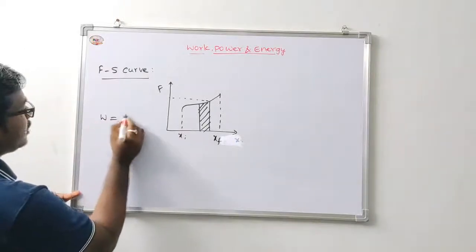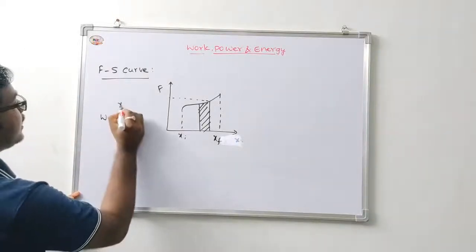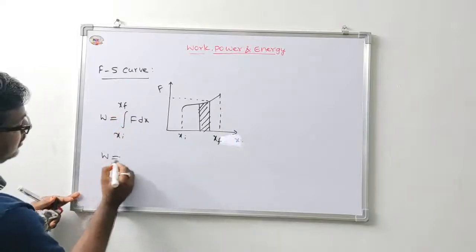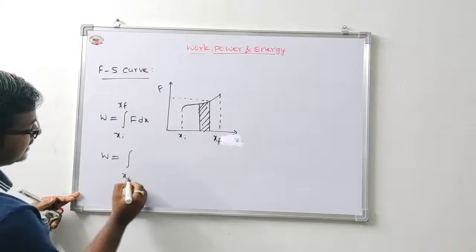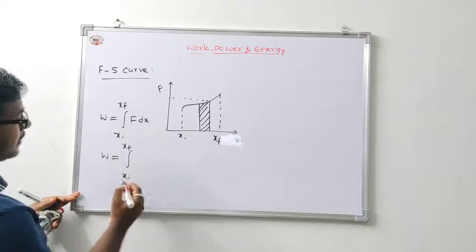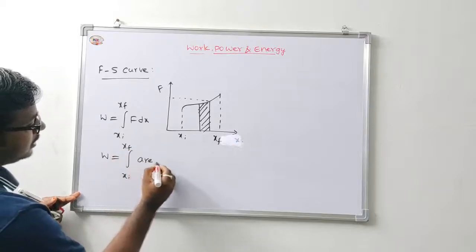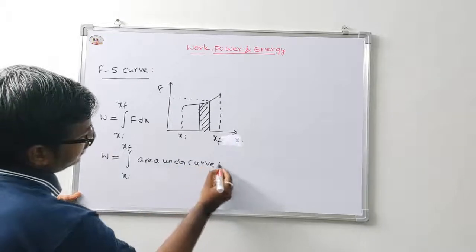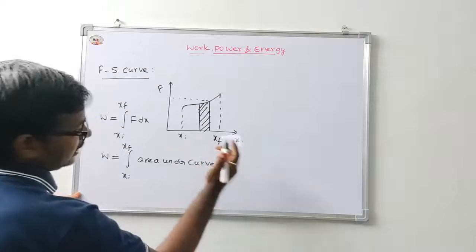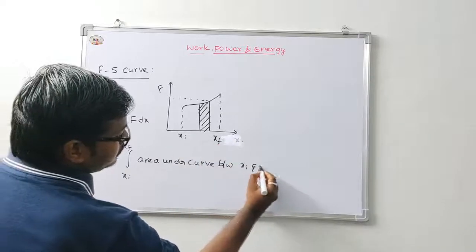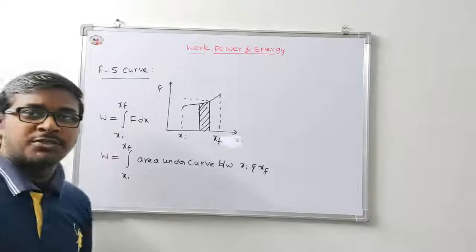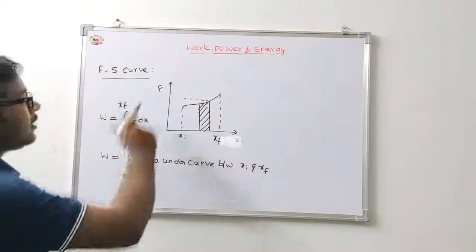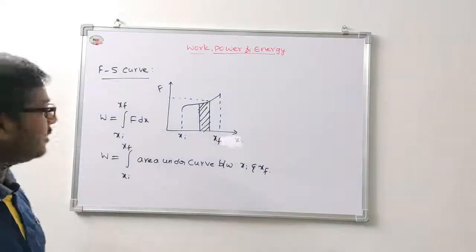Then work done is equal to the integration from xi to xf of F dx. Therefore, work done is equal to the area under the curve between xi and xf, the initial position to the final position. This is the work done by the area under the force and displacement curve.